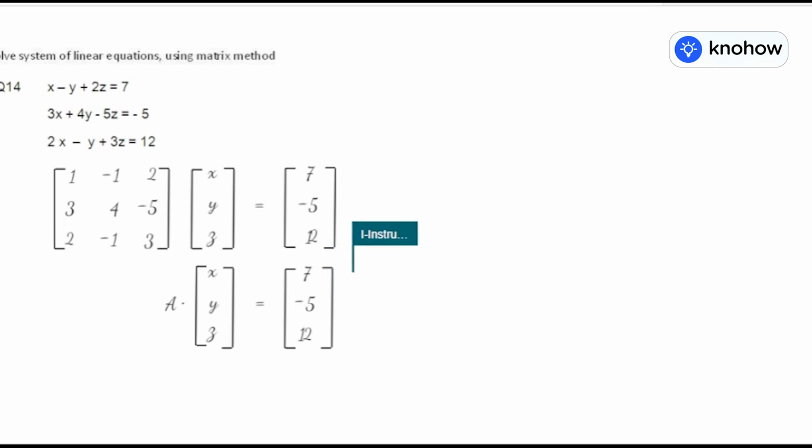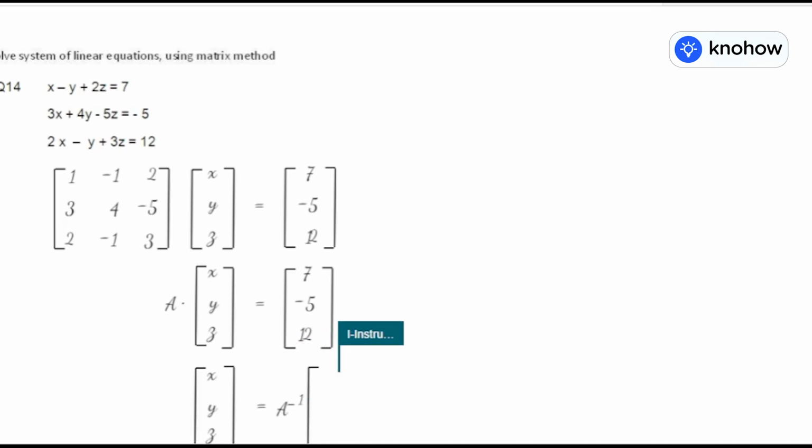Multiplying both sides by A inverse, we get X, Y, Z, the variable matrix, equal to A inverse. Remember, you have to pre-multiply, that is on the left of the constant matrix, that is a must. So A inverse times 7, minus 5, 12. Call it 1. Now it is just a matter of finding A inverse and replacing the value in 1.